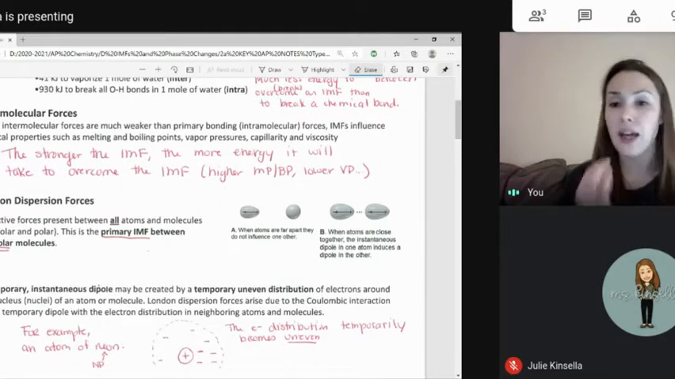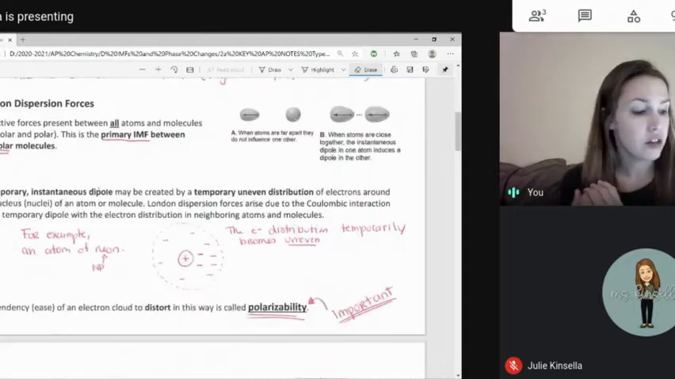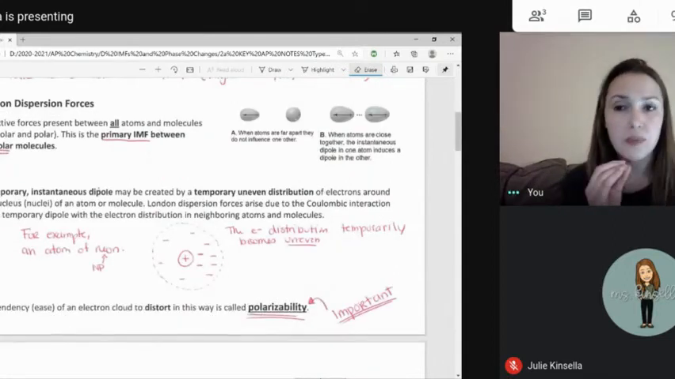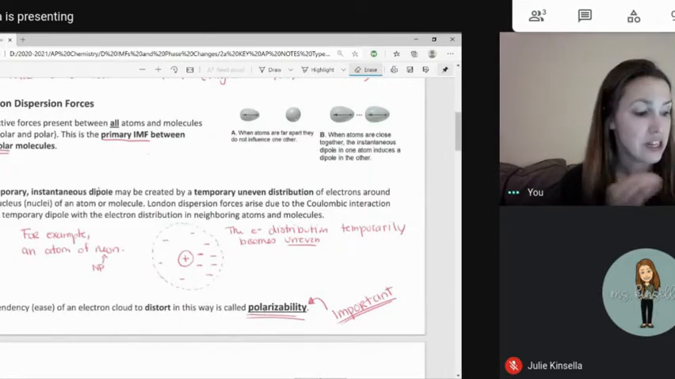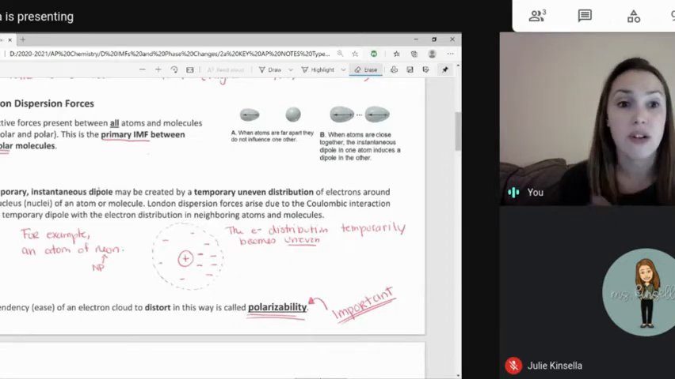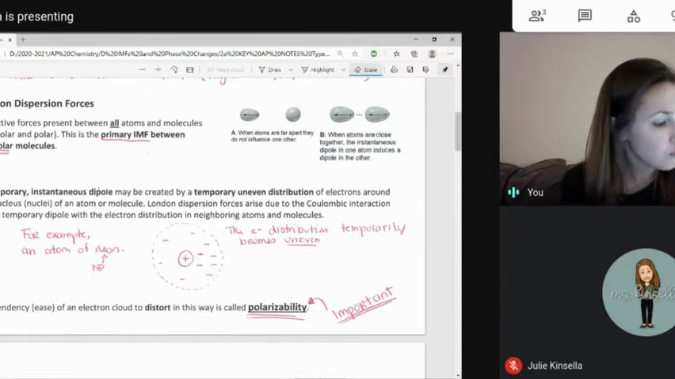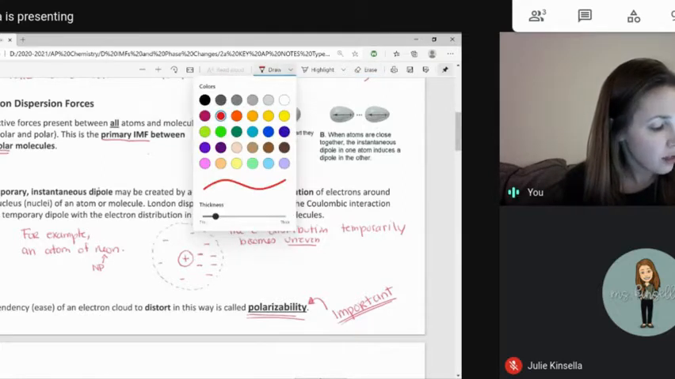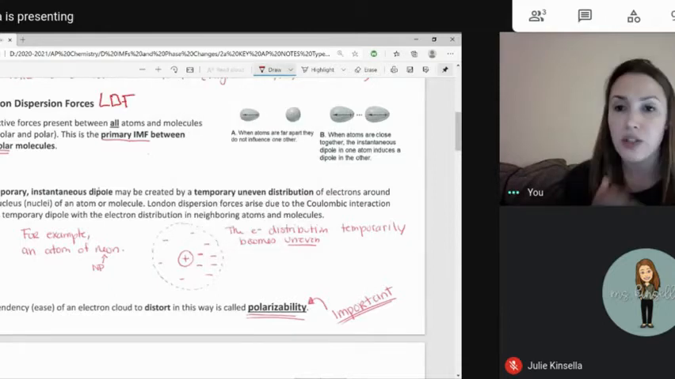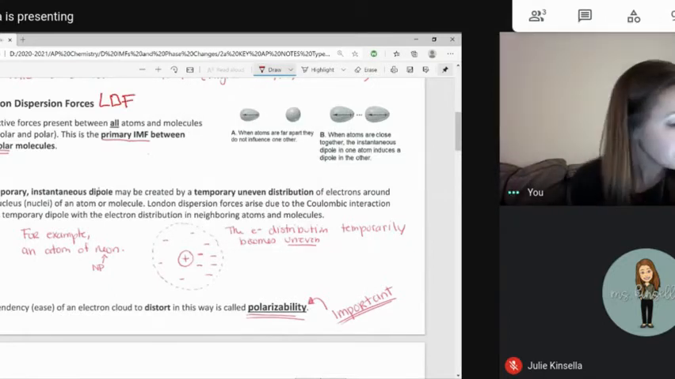Our first IMF that we're going to deal with is London dispersion forces. These attractive forces are present in all atoms and molecules, whether they're nonpolar or polar. However, this is the primary IMF between nonpolar molecules. You're usually going to relate London dispersion forces, which you will see from time to time as LDF, just a short abbreviation for it.